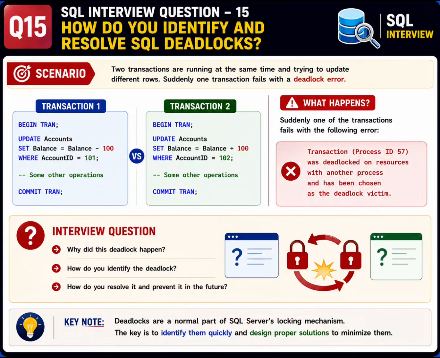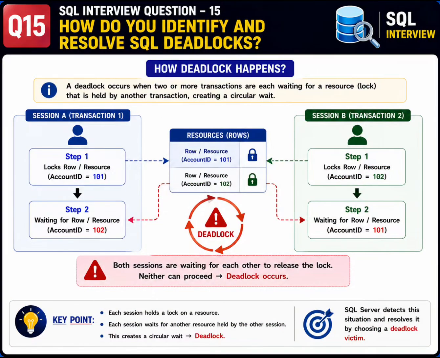Then let's understand what is happening internally. How deadlocks happen. So assume session A locks account 101. At the same time, session B locks account 102. Now, session A wants account 102, but session B is already holding that lock. Similarly, session B wants account 101, but session A is already holding the lock. Now, both sessions are waiting for each other. Neither session can continue. This creates a circular wait. This situation is called a deadlock.